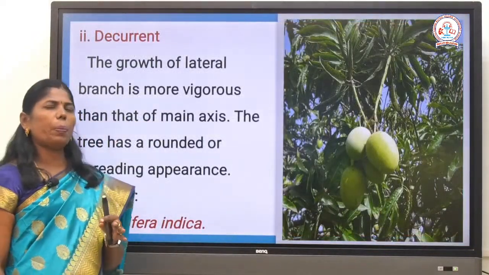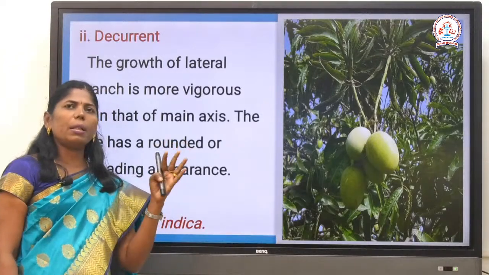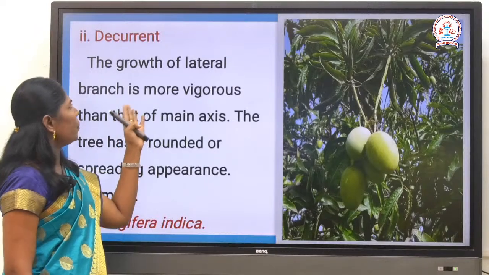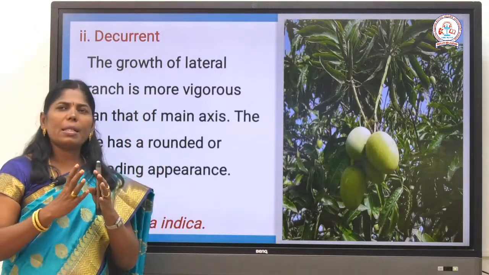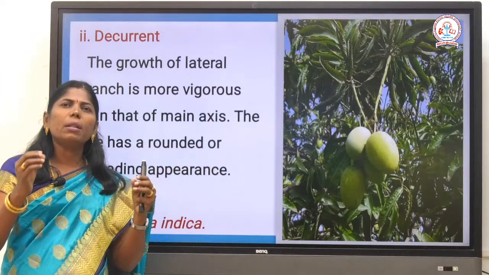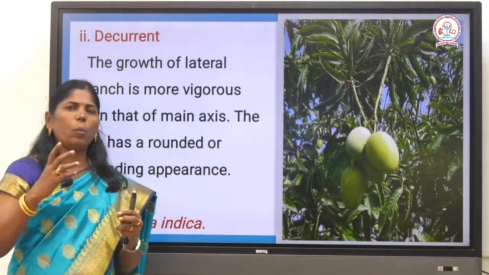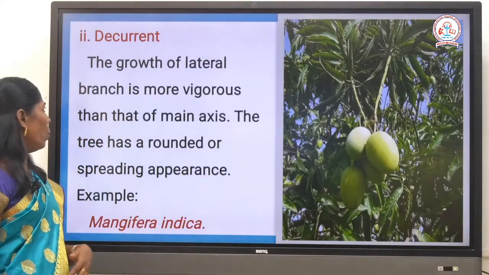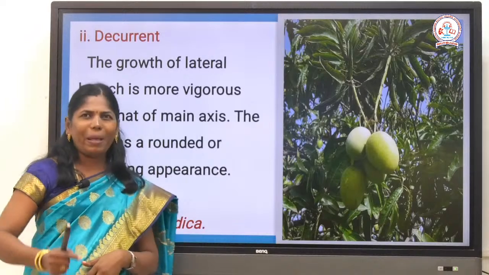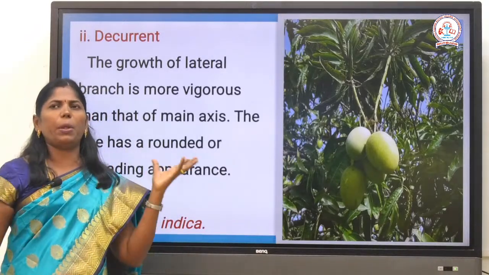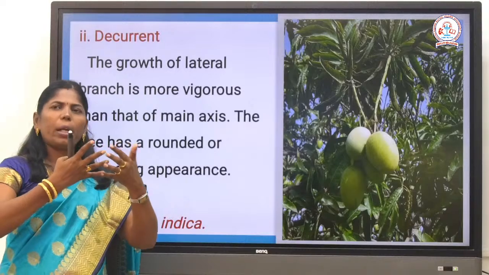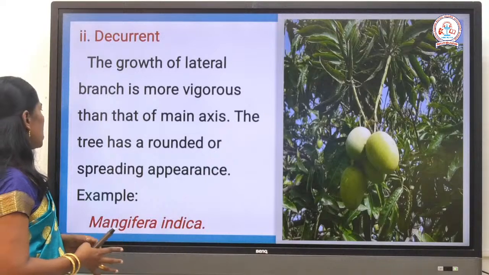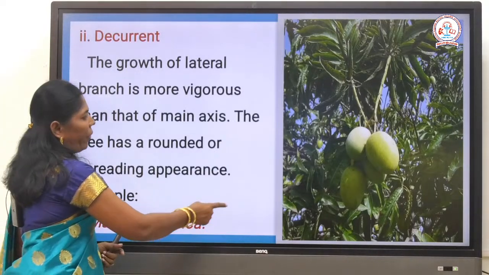Next one is decurrent, just the opposite. Excurrent is gradually tapering, isn't it? But here we can see many lateral branches. It is not a narrow plant, but appears as spreading branches. The growth of the branches is more vigorous than the main axis, like a spreading umbrella. The tree has a rounded or spreading appearance. The example is Mangifera indica.